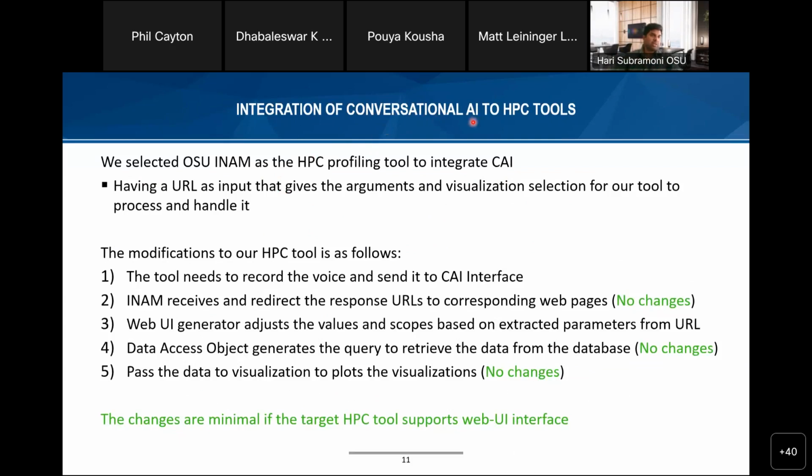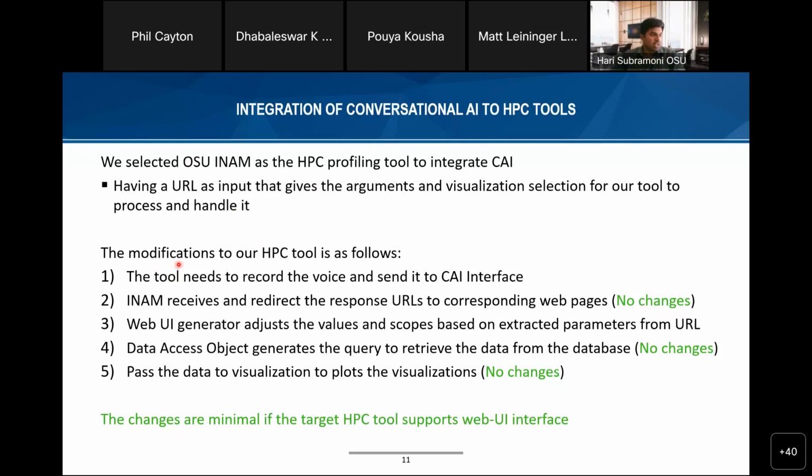So in this particular instance, we were using the OSU INAM profiling tool to integrate this conversational AI agent. So here, what we would do was to generate different kinds of URLs, and we chose URLs because OSU INAM is a web-based tool and uses different URLs to show different results to the end users. But we believe that the same would be applicable to any HPC tool.